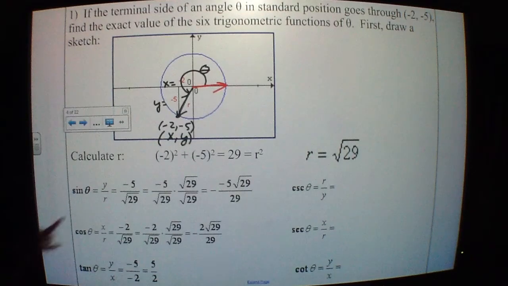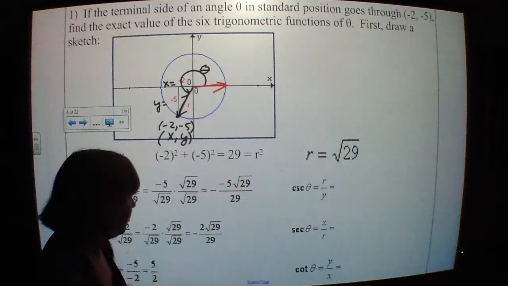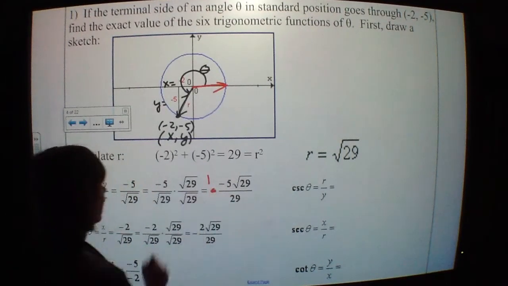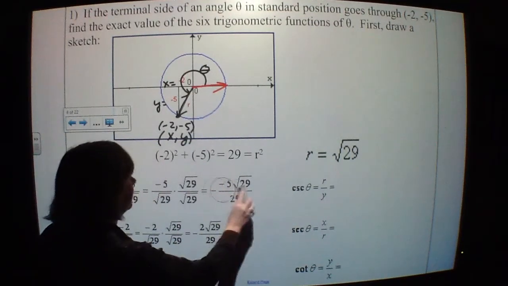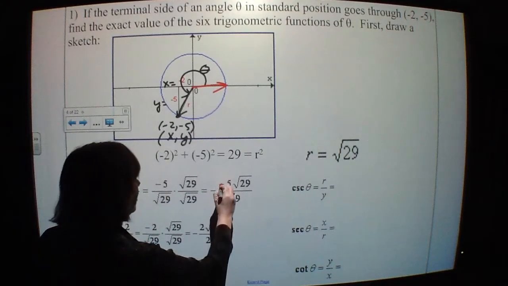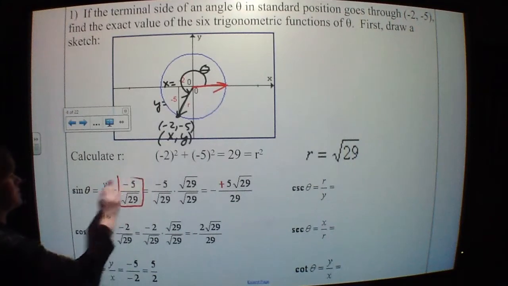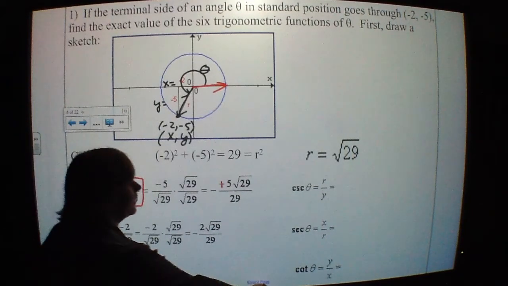Cosecant, secant, and cotangent are reciprocals, but I would not do the reciprocal of this one, because it'll be more work. I do this reciprocal instead. So it's radical 29 over 5.